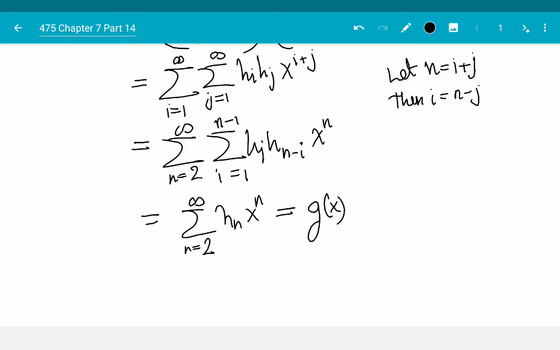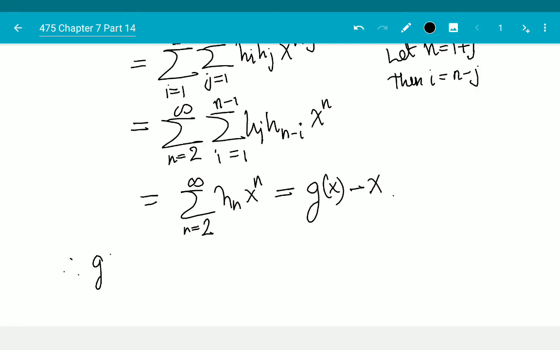2 to infinity. Oops. So this is g(x) minus x, right? Because the minimum value of i is 1 and the minimum value of j is 1, so I never get h of 1. The minimum I'm going to get is h of 1 times h of 1, which is going to be h of 2. So my sum starts from n equals 2. To take care of that, I have to put n equals 1. Therefore, g of x squared minus g of x plus x is equal to 0, right?